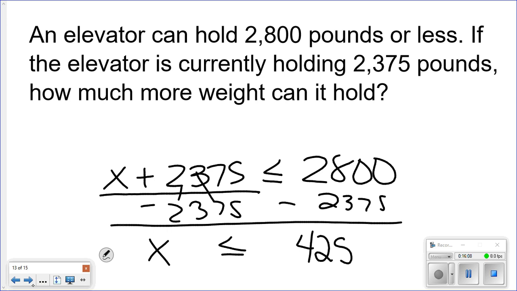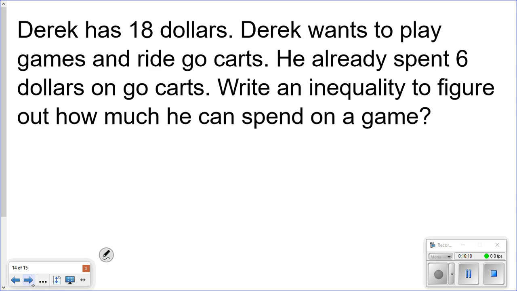Okay, here's another example. Derek has $18 in his pocket, he has 18 bucks. He wants to play games and ride go-karts.